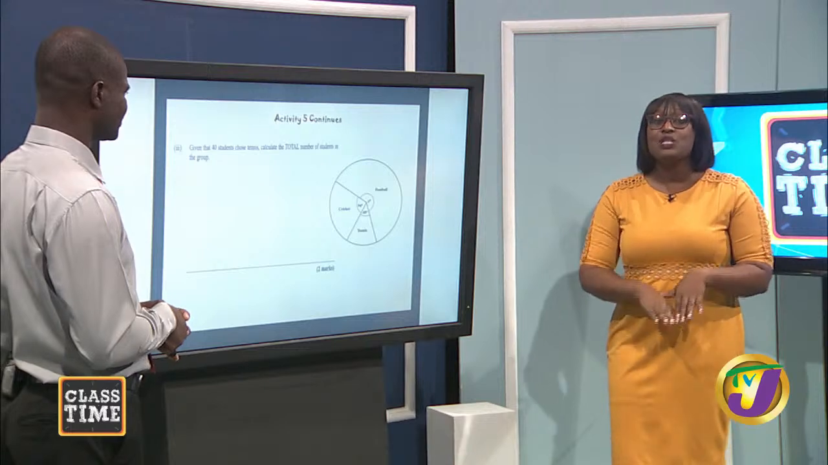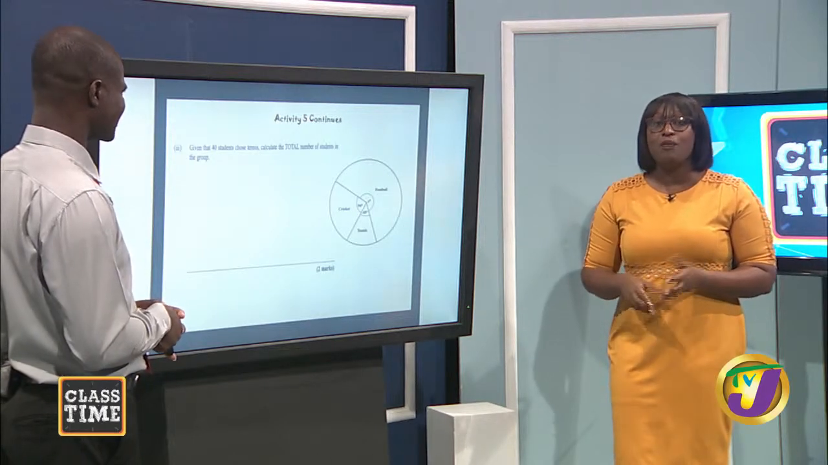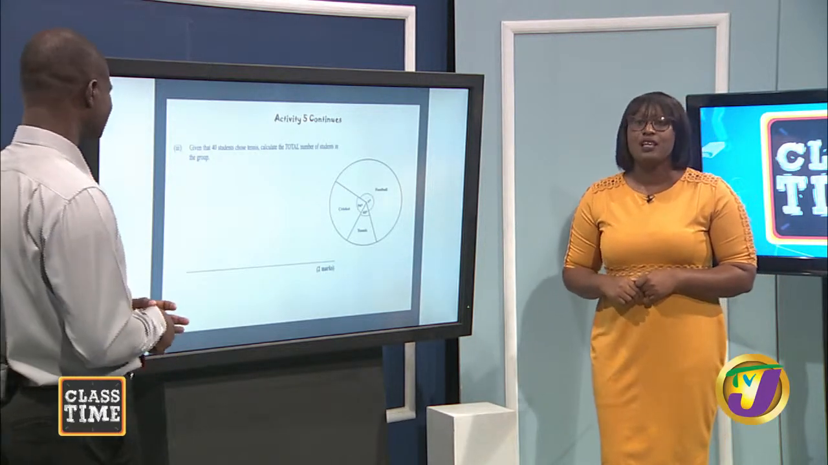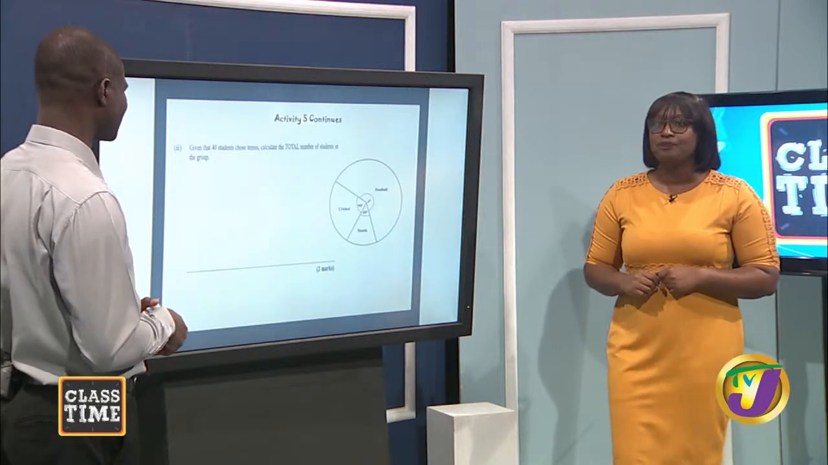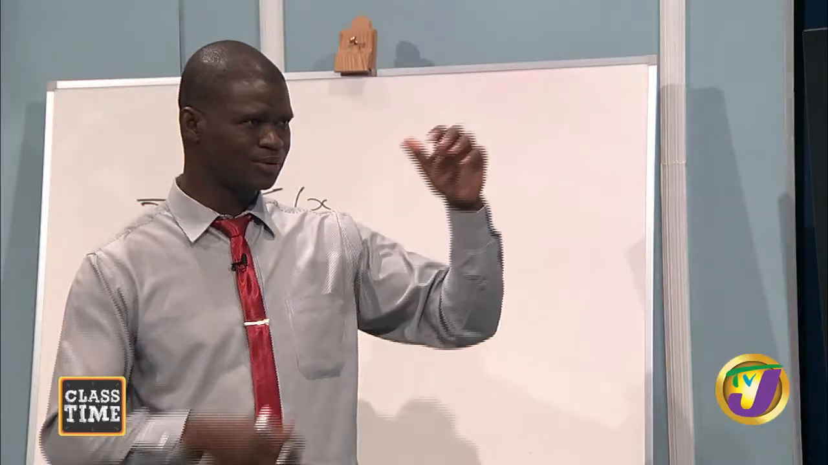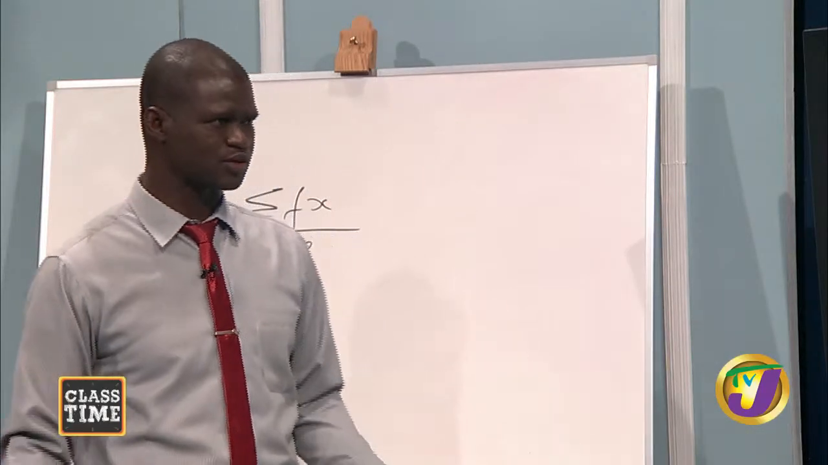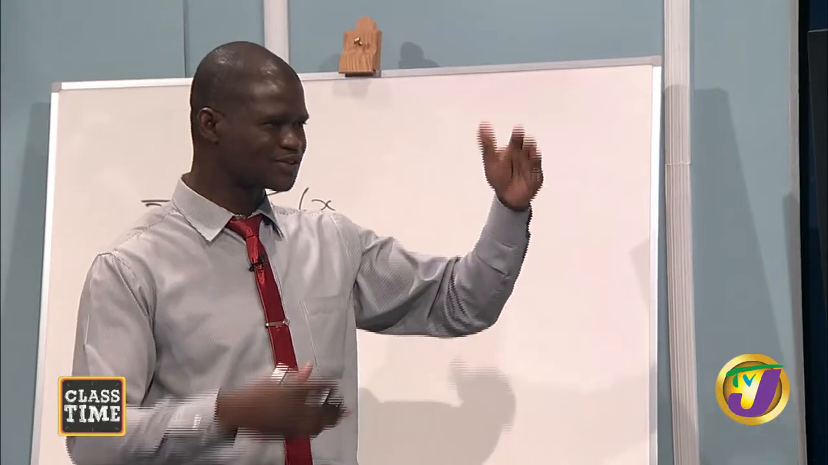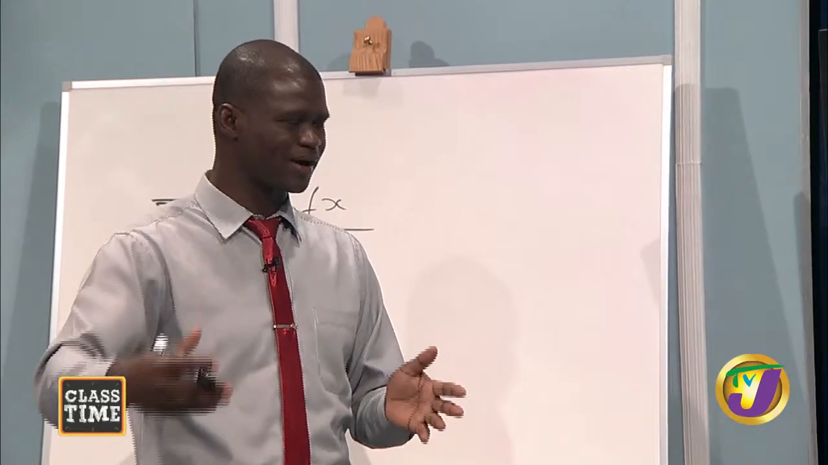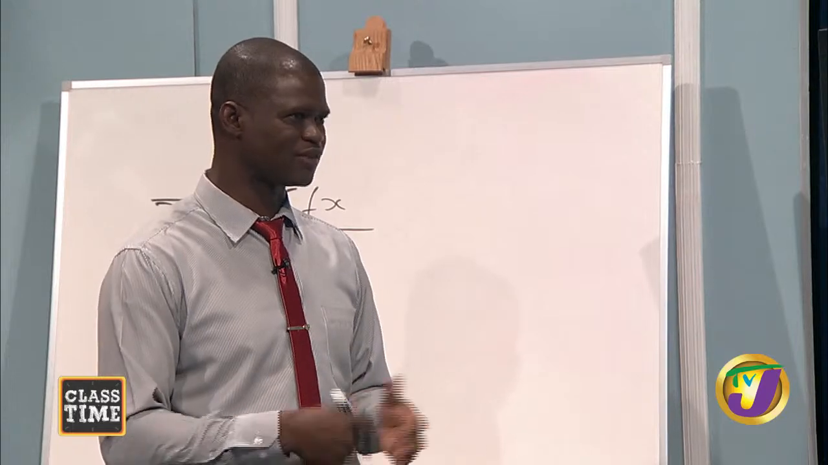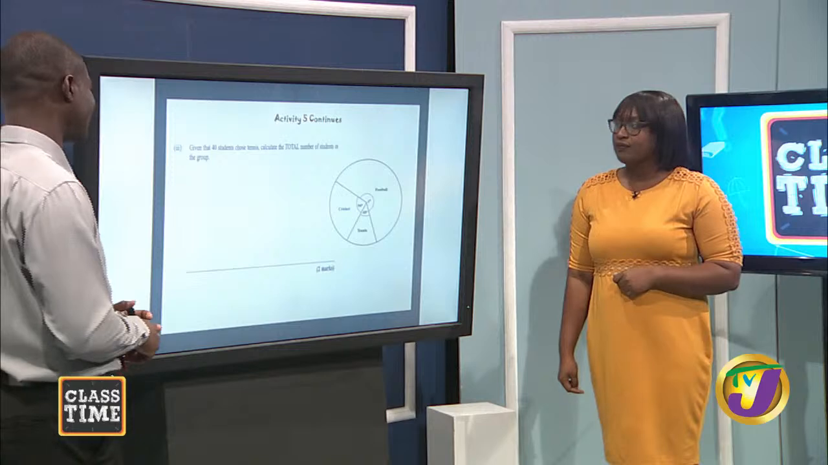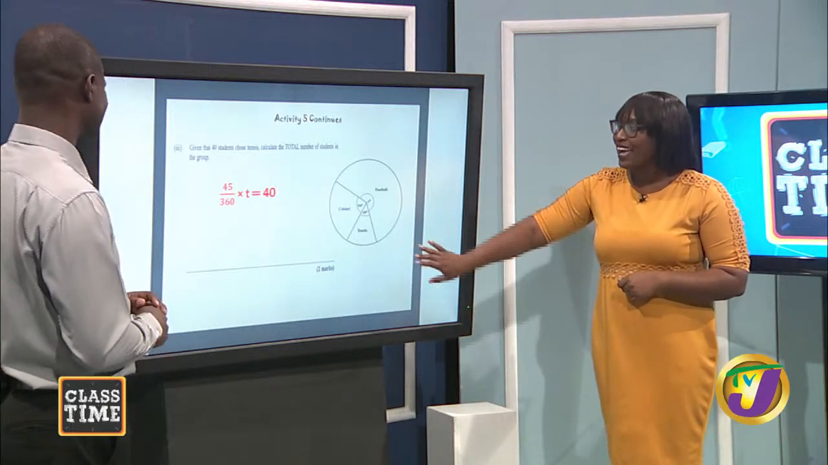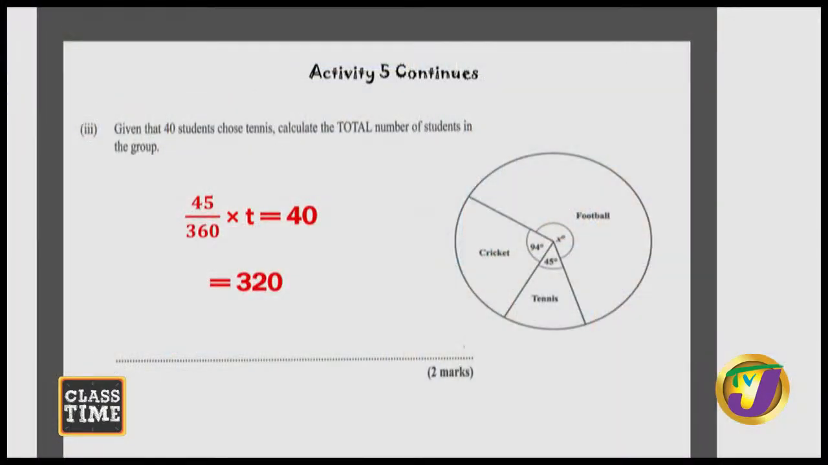What we do not know is what the total number of persons are, but we do know the number of persons that play tennis. So we can set this up. There's only one unknown in this equation, right, Mr. Price? Yeah, definitely. But before we go to the unknown, it is 45 divided by 360, which would give us 1/8. So the circle would have been divided into 8 equal parts. So since one part is 40, representing 40 students, then it is 8 times 40. There we go. So we'll have 320 students in all.